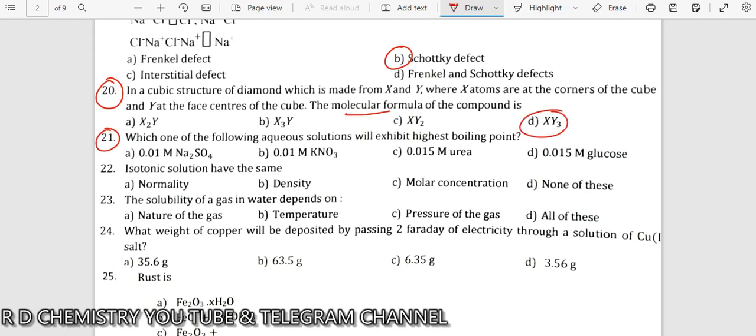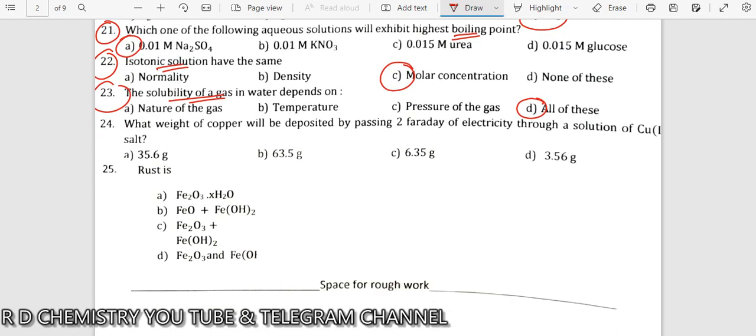Question number 21 is from the solution chapter about the elevation of the boiling point. Answer is option number A. Question number 22, solution chapter, isotonic solution. Answer is option number C. Question number 23, from the solution chapter, Henry's law, solubility of the gas. Answer is option number D.